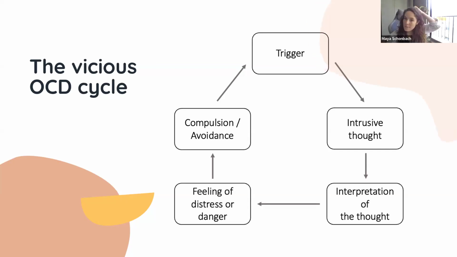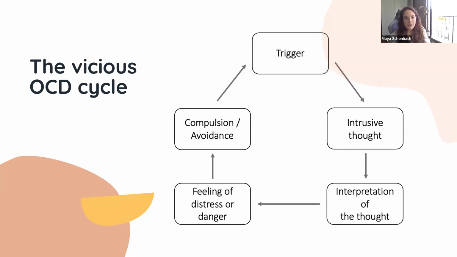But this is really detrimental because it prevents our brain from learning two really important things. We'll talk about again, that these intrusive thoughts are unrealistic, and that you can actually tolerate the distress. And so the cycle repeats itself again and again. That's why we call it a vicious cycle, and it keeps it firmly in place.